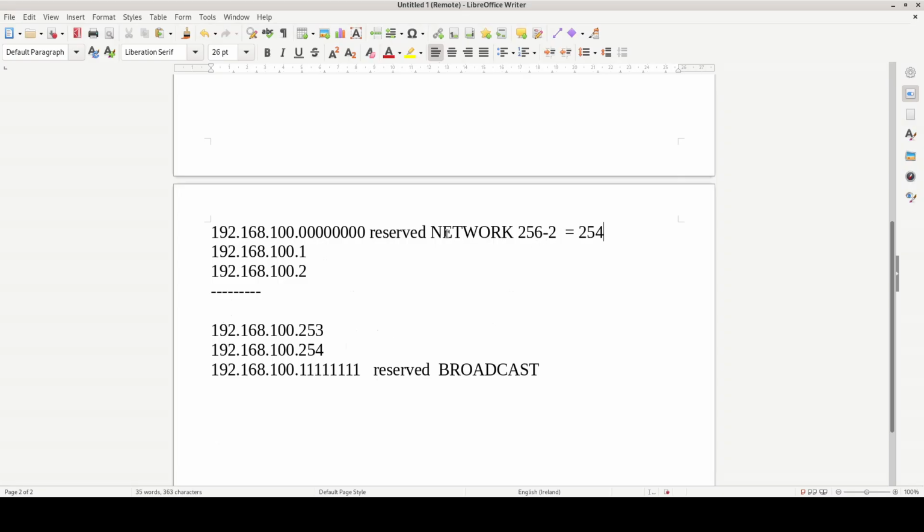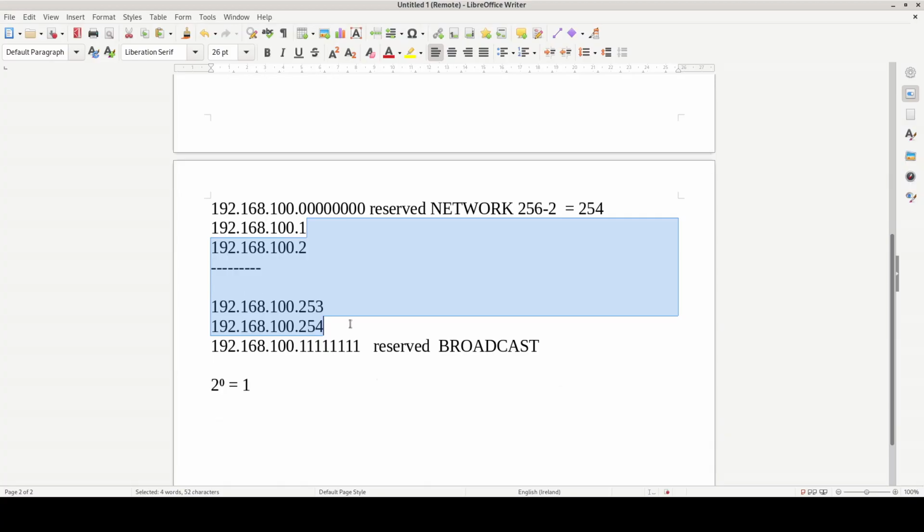254. And how many networks do we have? We have one network because we do not have any 1s. When we do not have any 1s, we do binary 2 to the power 0 equals 1. So our network count is 1, and this is the network. In this network, how many IP addresses do we have? Total 254. So you see 1, 2, 3, 4 up to 254. This is one part to understand.